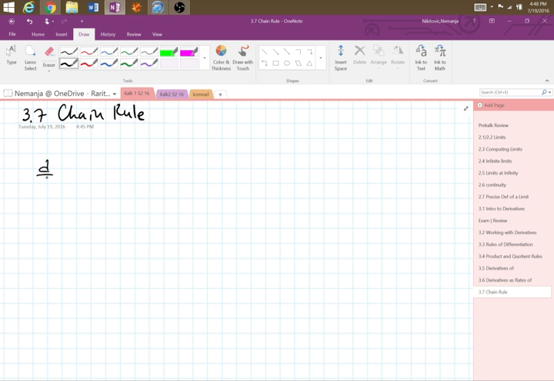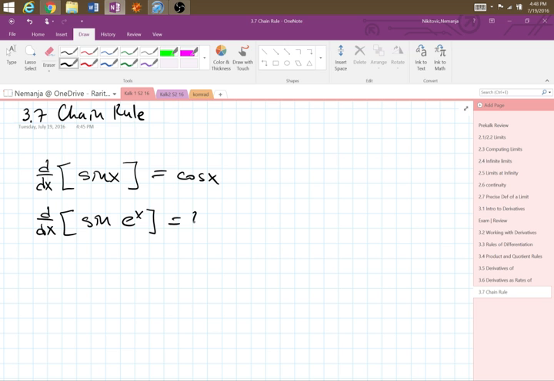So if you take a look at the derivative of, let's say, sine x, you just know it's cosine x because you remember that from last time. But what happens if the derivative is of sine of, let's say, e to the x? Now what, right? So what is this derivative?